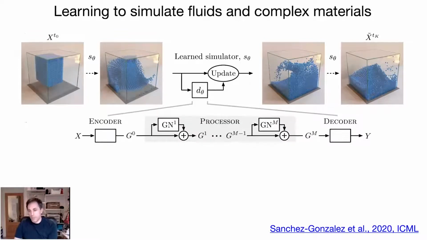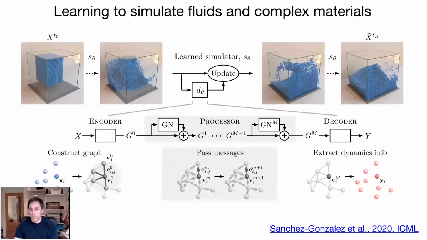Here's the architecture that we've now consolidated and settled on in a lot of our work: this encode, process, decode system. The encoder constructs a graph by taking the set of particles and creating edges between particles that are neighboring each other. This faint gray circle indicates a neighborhood around this particle, and we attach edges to the other particles in that neighborhood. It's a sparse neighborhood topology.